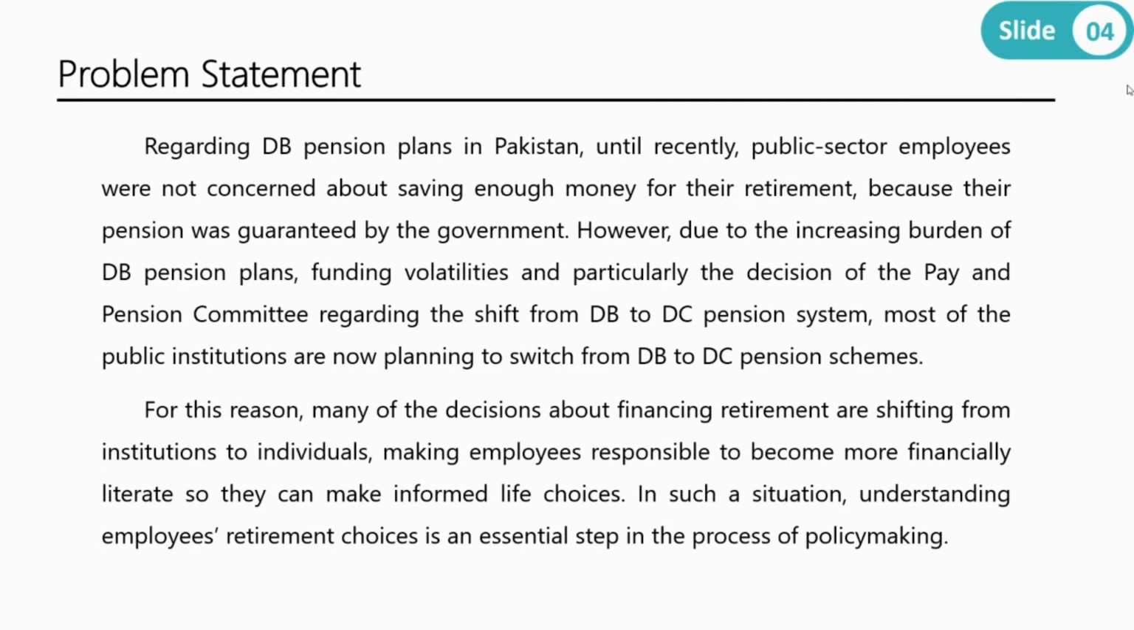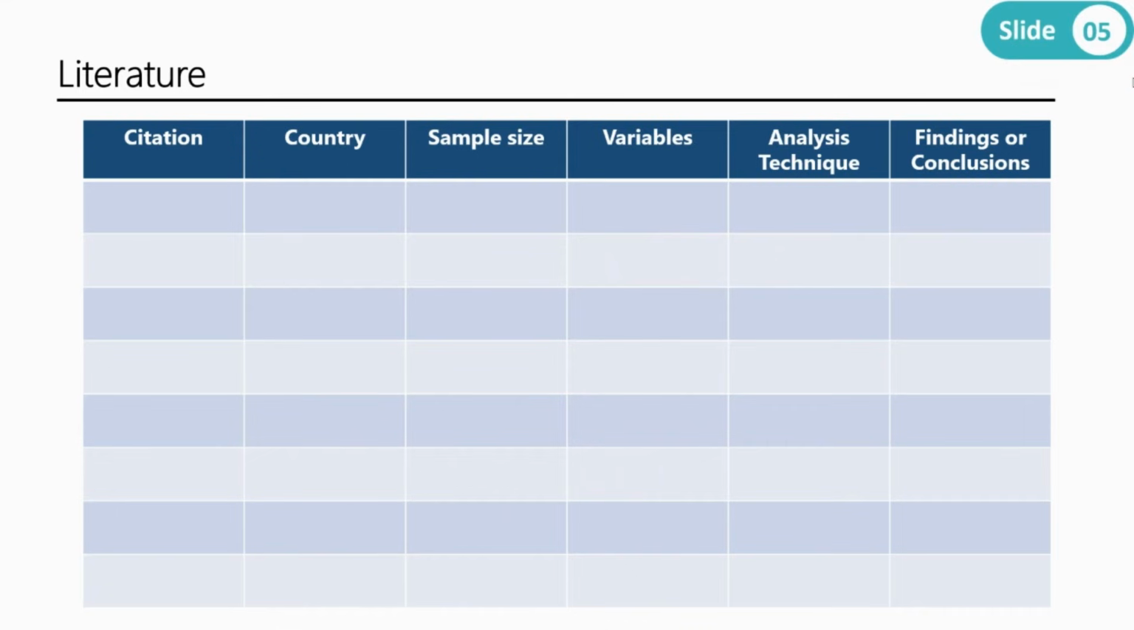Okay, if relevant, briefly explain how the problem statement relates to the existing literature on the next slide. Highlight only important studies that have shaped current knowledge and that has led you to recognize your research problem. Also, it's better to present a summary of the literature review in the form of a table. This is a sample of the literature table that includes information about the citations or the sources, the country where the study was conducted, the sample size, variables considered, analysis technique used, and findings or conclusions drawn from the study.